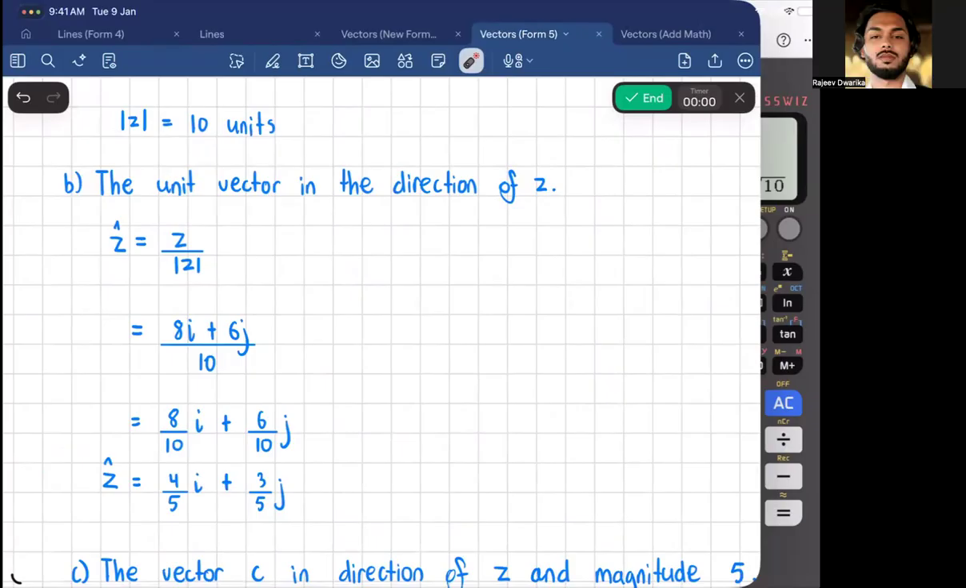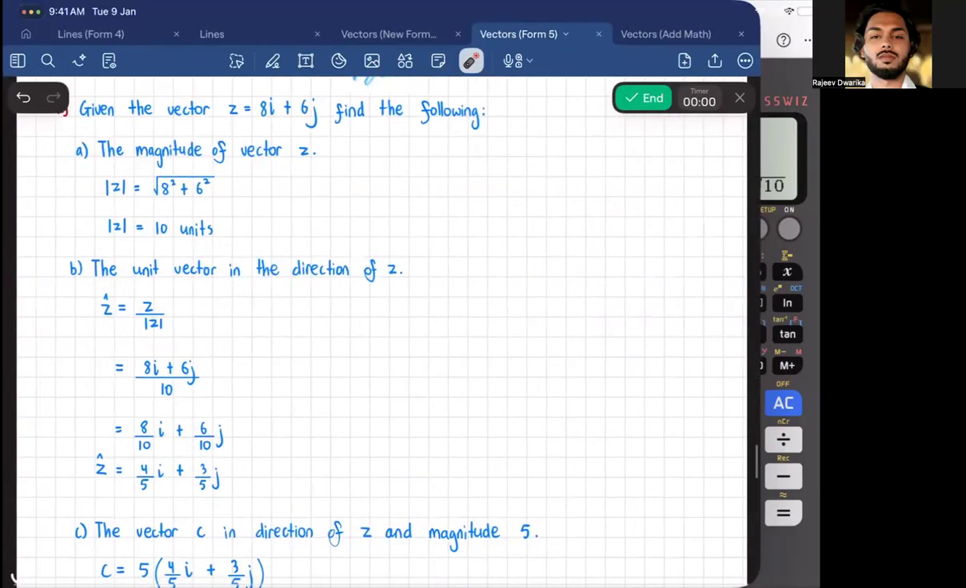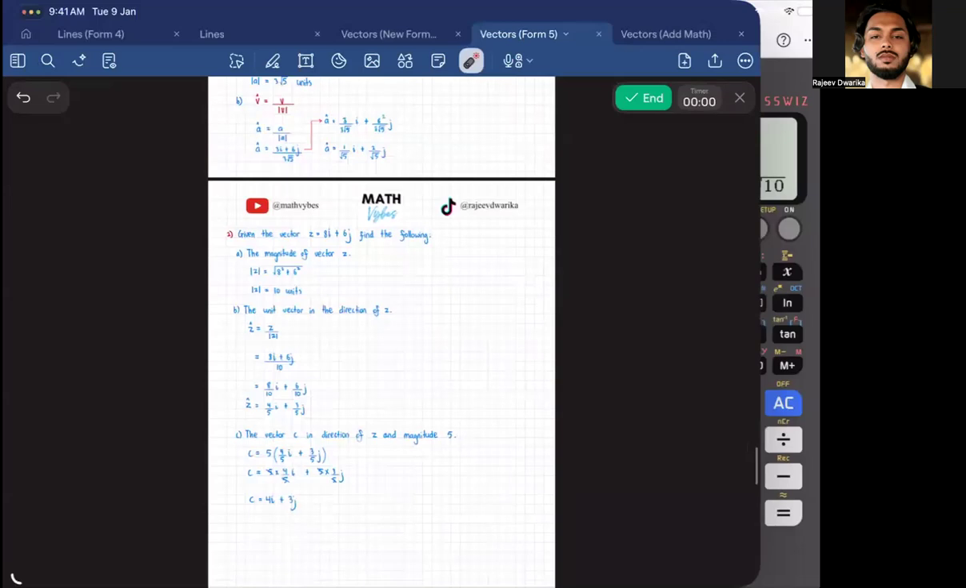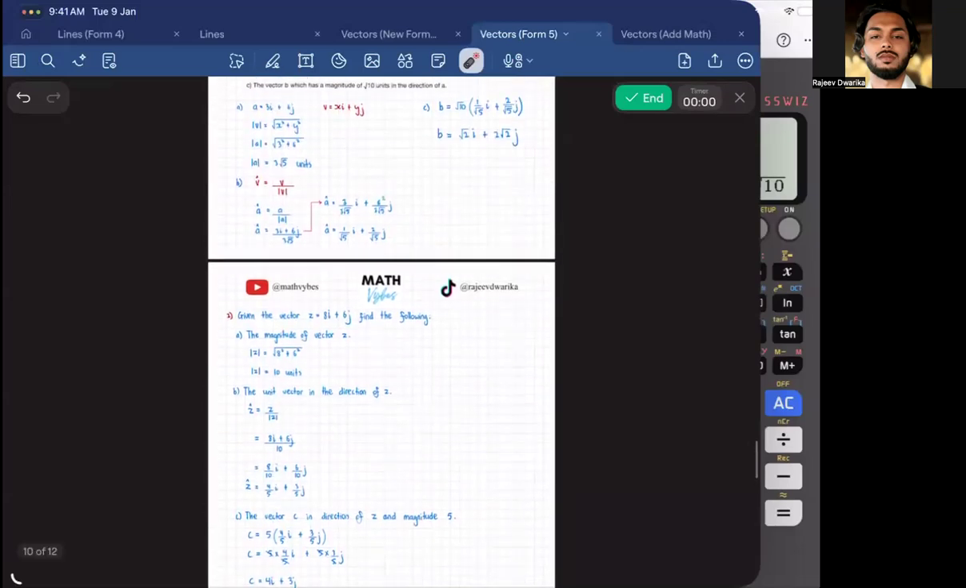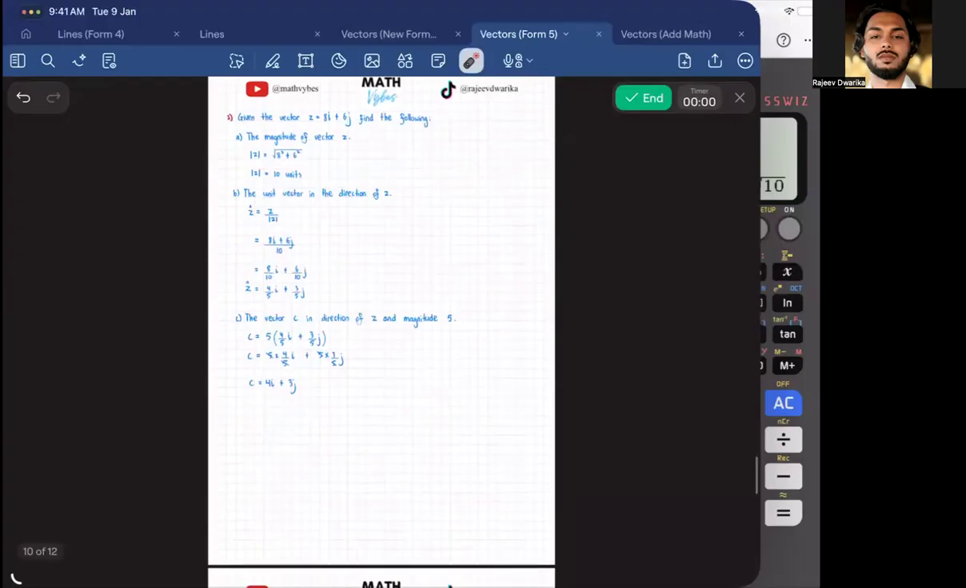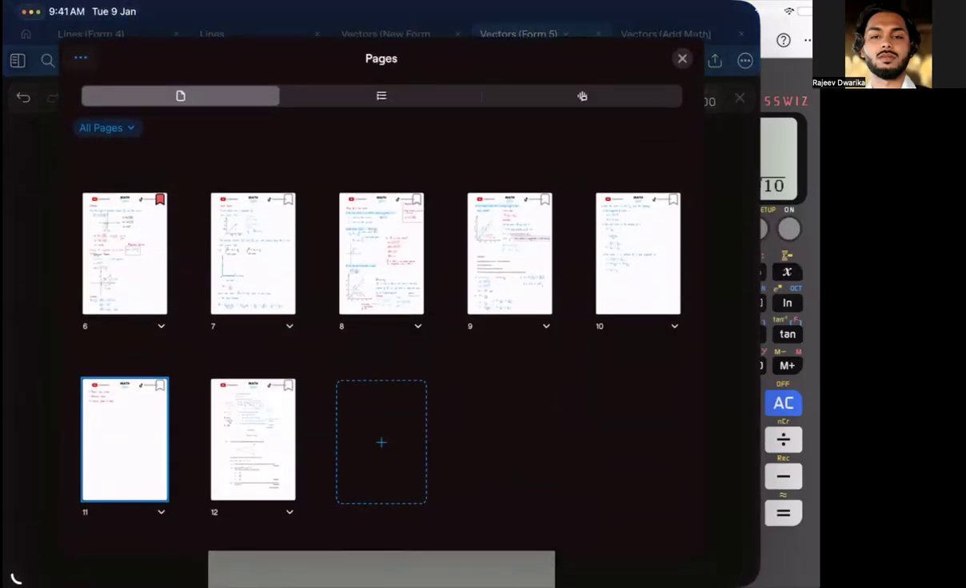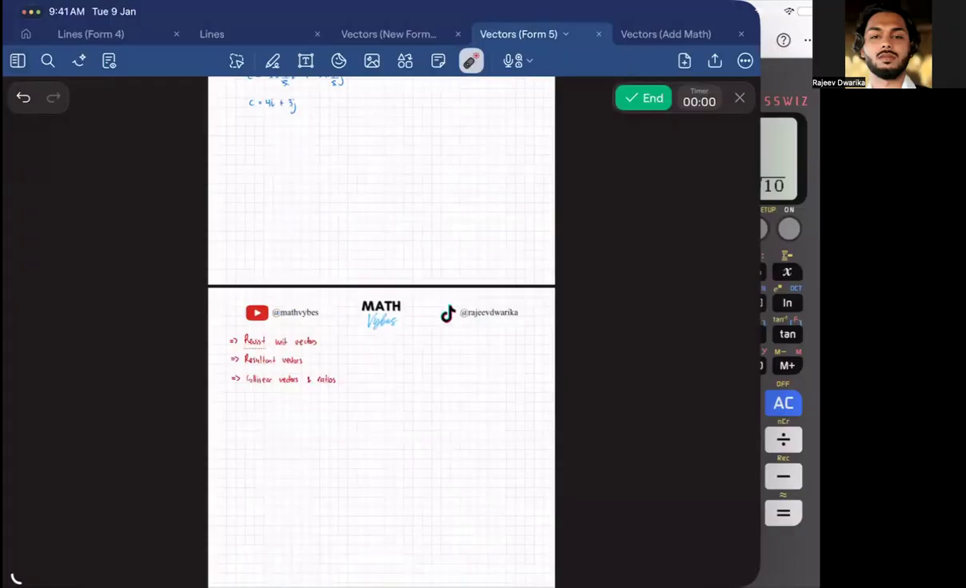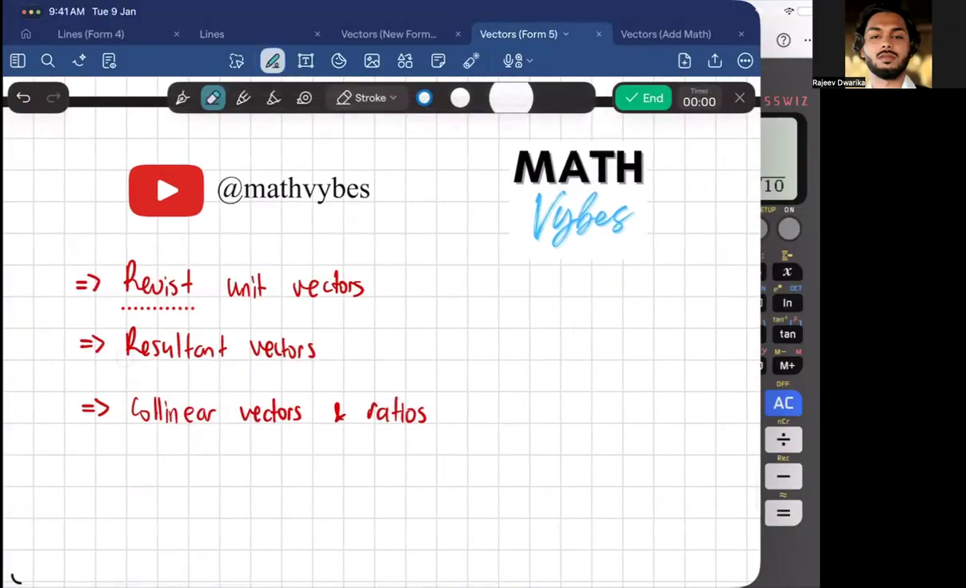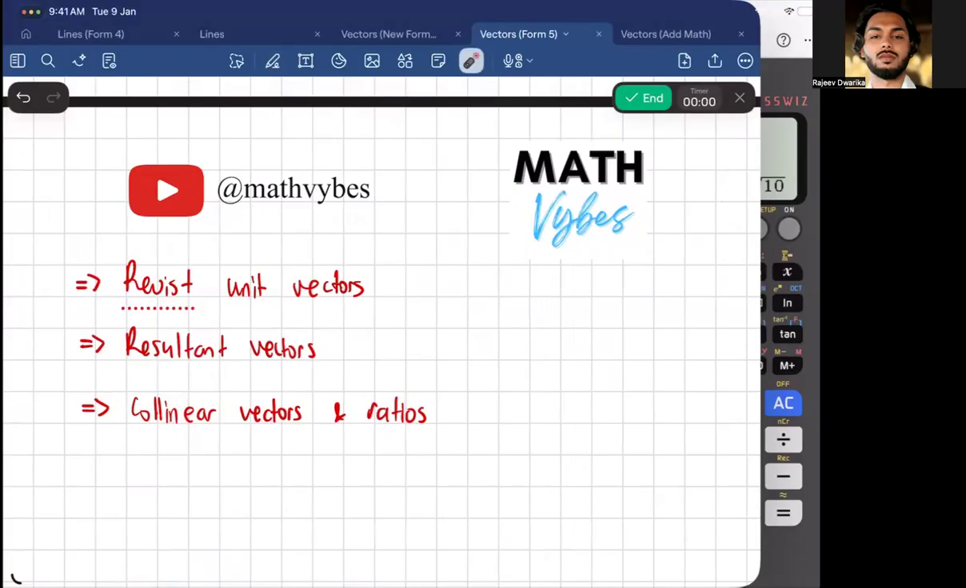Okay, I want you to send more of the working you have so I could guide you as to how to structure your working. But that's essentially it for today. I will curate some questions and send them for you all to do. We covered all of unit vectors. Resultant vectors we technically did already. The next thing we need to really look at is collinear vectors and ratios, and that will put an end to vectors.